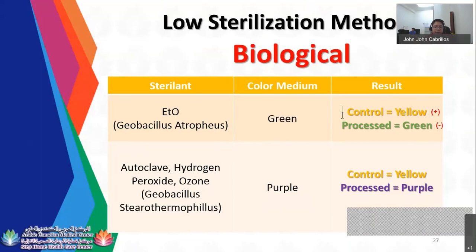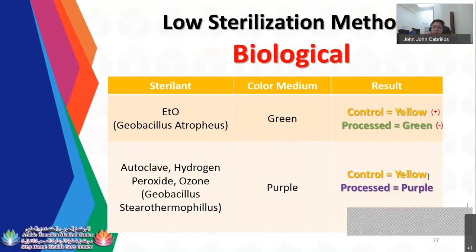If this control vial doesn't change to yellow, you need to check if you already crushed or mixed the biological indicator or the biological vial. You need to mix the filter paper inside by crushing it with the green color medium. The same scenario applies with your Geobacillus stearothermophilus. The color medium is purple.